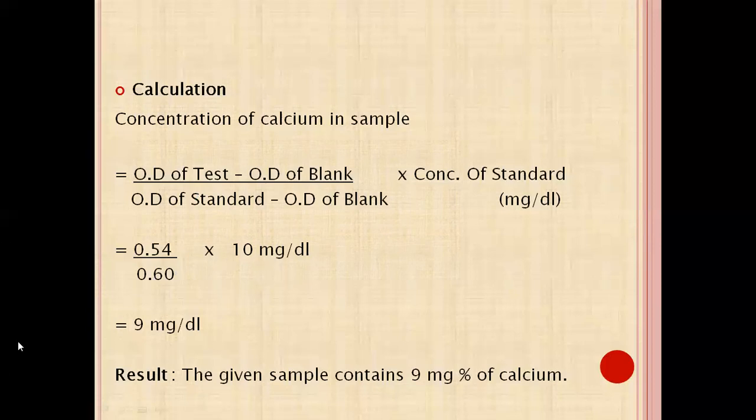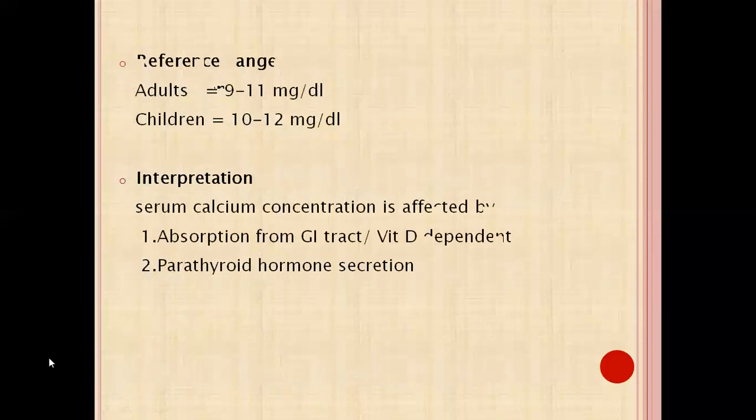milligram per deciliter. So the calculation will yield 9 milligram per deciliter, and your result is that the given sample contains 9 milligram percent or milligram per deciliter of calcium. This is your result. Now your reference range: adult normal serum calcium level is 9 to 11 milligram per deciliter, and for children it is slightly higher, that is 10 to 12 milligram per deciliter.